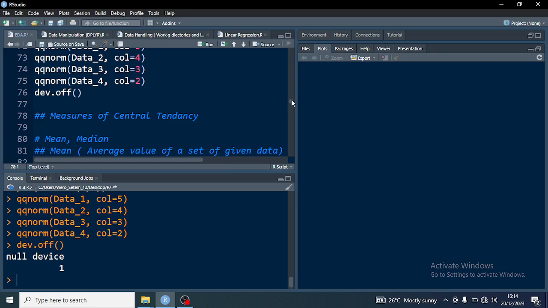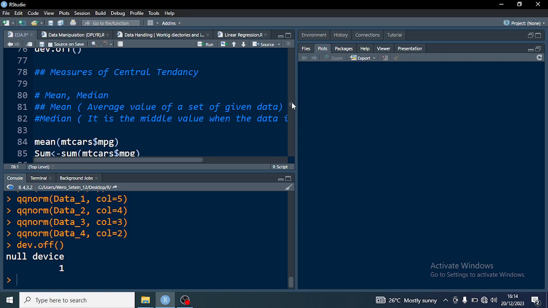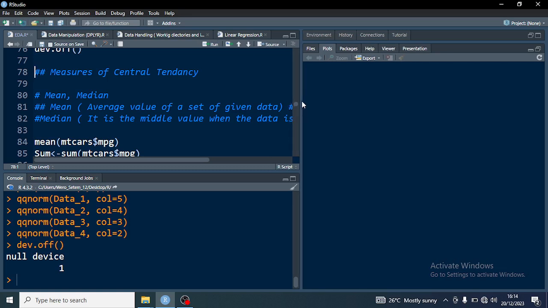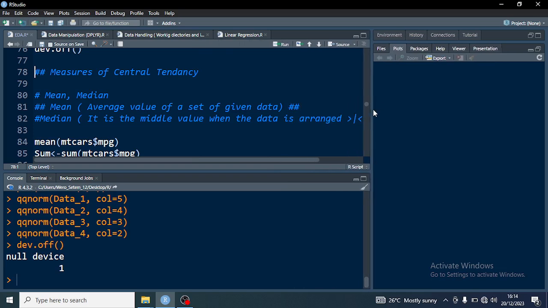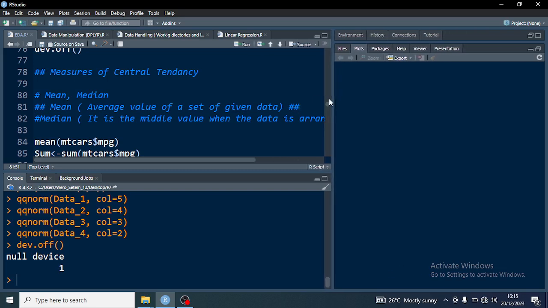Number 2, let's look at measures of central tendency. The measures of central tendency are the mean, the mode, and the median. The mean is the average value of a given data set. It is the summation of the observations divided by the number of observations. The median is the middle value when the data set is arranged in ascending or descending order. And the mode is the most frequently appearing number.